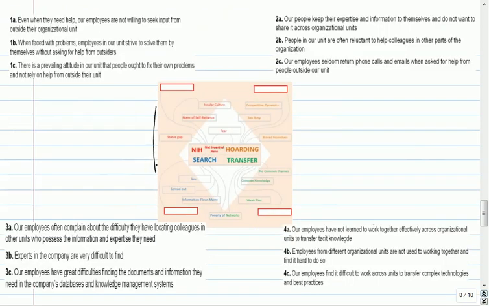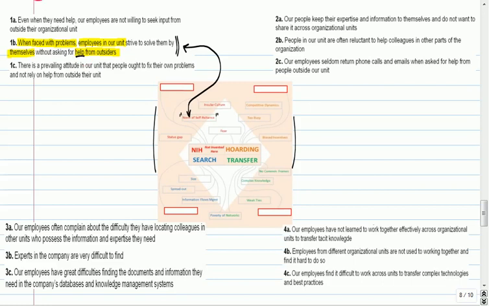So, for instance, you can see here some of the questions. If we take one: when faced with problems, employees in our unit strive to solve them by themselves without asking for help from outsiders. You see, this is a question which can help us assess the collaboration barrier that we have called the norm of self-reliance. The fact that many of the professionals we are working with have a natural tendency not to look outside for help for different reasons and to rely on their own resources. Is this the case in our organization or not?